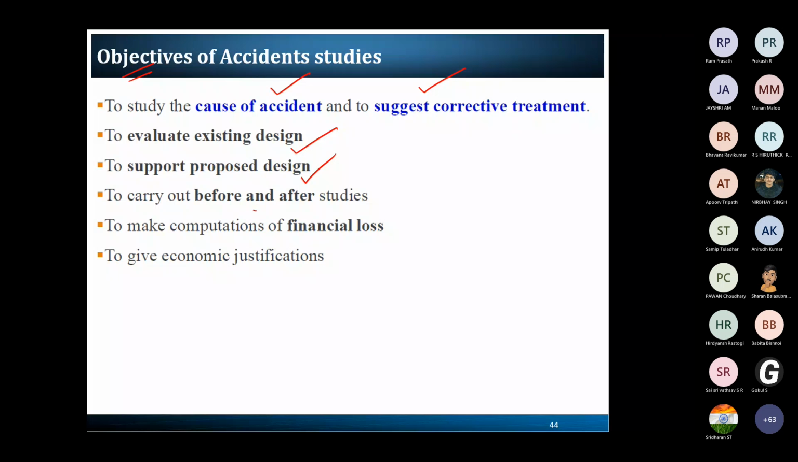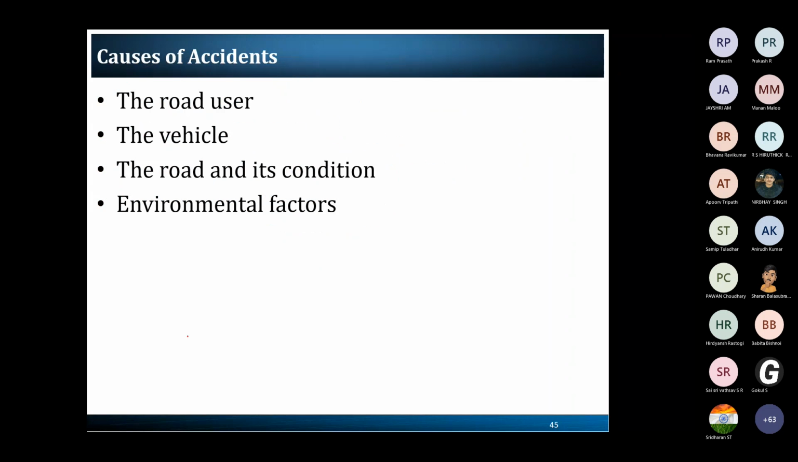Before-after analysis we can conduct. Accidents are happening at a junction where there is no signal, and you provide a signal. Before the signal, how the accidents were, and after the signal, how the accidents are, can be studied. We can estimate the financial loss as well as the economic loss, how it is happening for the individual as well as the country. That can be elaborately studied as an objective of accident studies. These are the major objectives and the major reasons why accidents are happening. Definitely I'm not covering much detail because you are going to study three units of accident study in the next semester, so I'm just giving that overview.